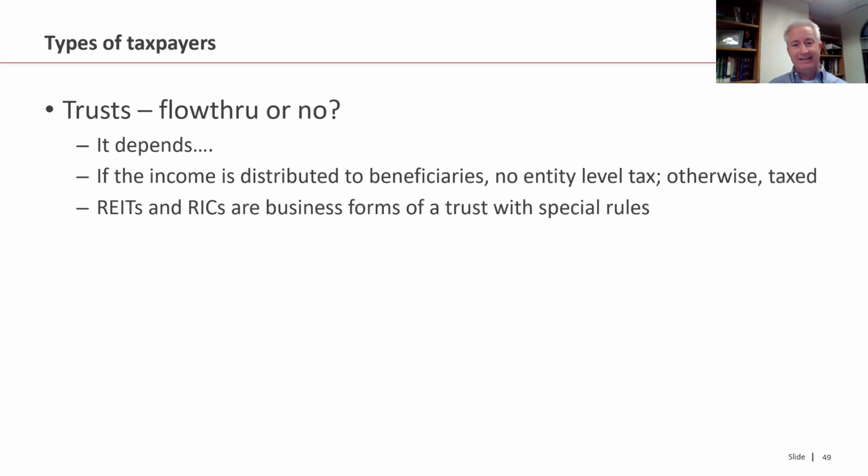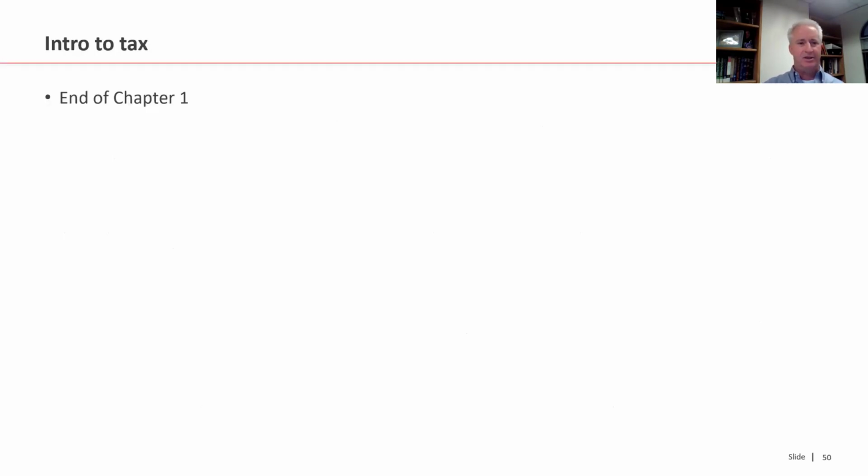So again, trusts sometimes are a flow-through, sometimes aren't. It really depends on whether the income is going to be distributed to the beneficiaries, how the trust was defined. That's kind of beyond the scope of this course.